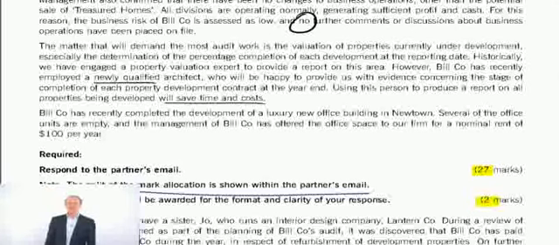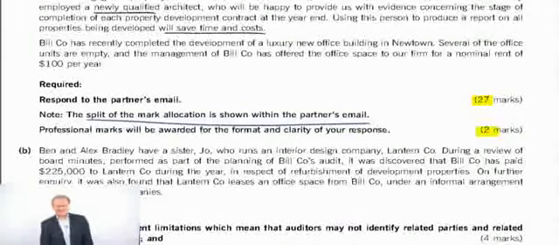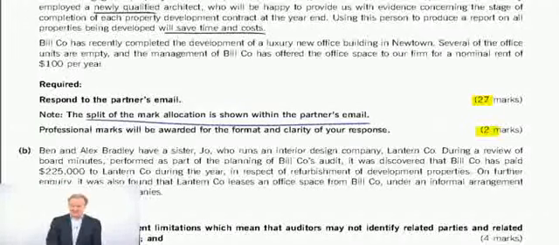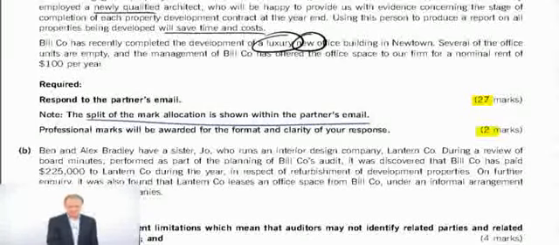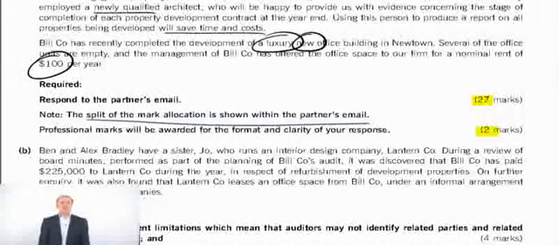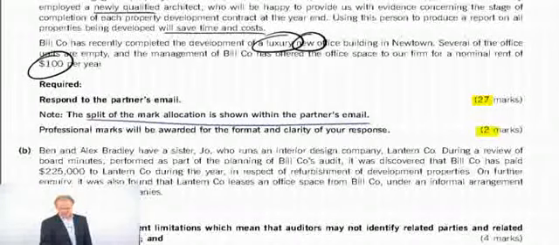The thing we've not really had yet is ethics and actions. But that's the last paragraph, I think. Bill has recently completed the development of a luxury new office building in Newtown. Several of the office units are empty, and the management of Bill has offered the office space to our firm for a nominal rent of $100 per year. It's luxury, it's new, and trust me, there is no such thing as office space that costs $100 a year. The value of this would be huge, surely.